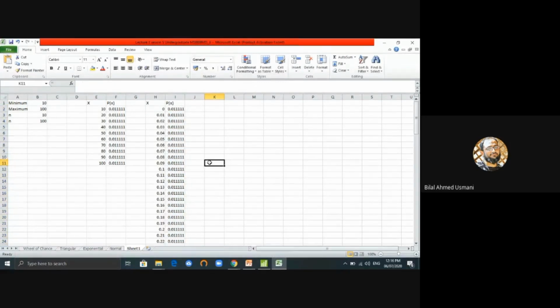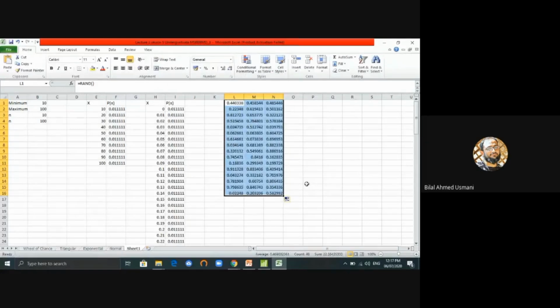So you can construct a uniform distribution if you want, with different values of x for different minima and different maxima. For Excel, there is a built-in function as well for uniform distribution. If I say RAND and keep the parenthesis empty, then I can generate as many numbers as I want between 0 and 1.